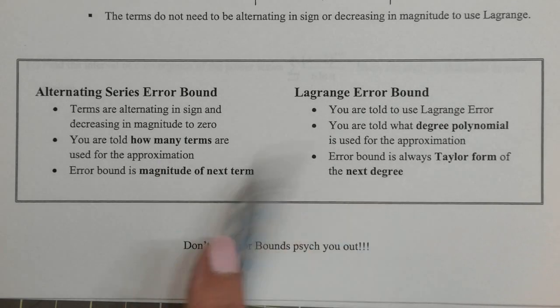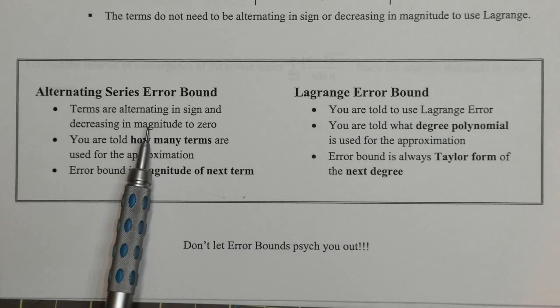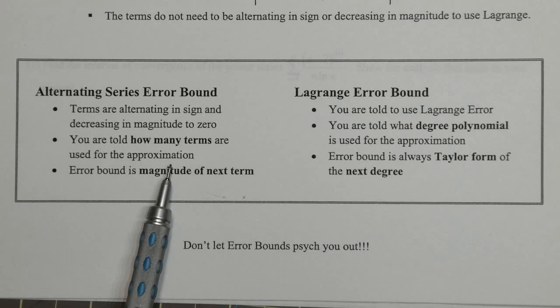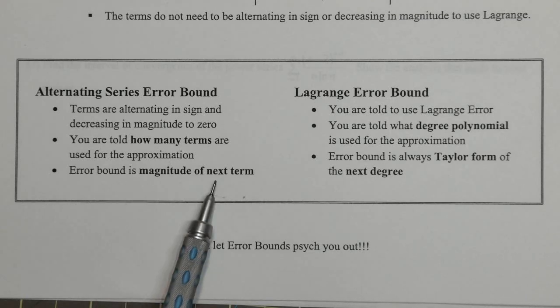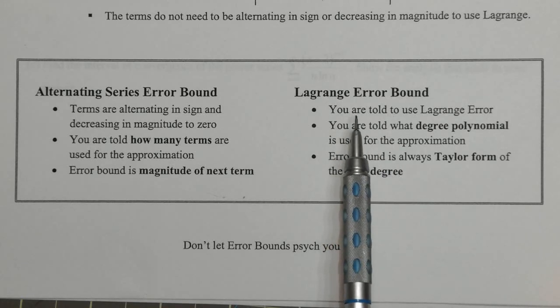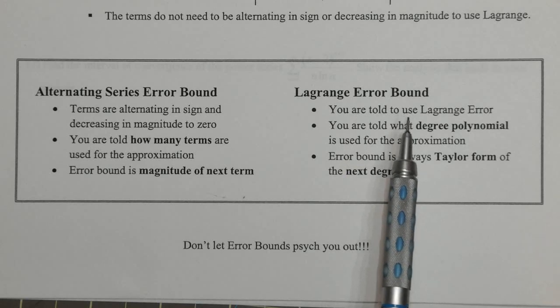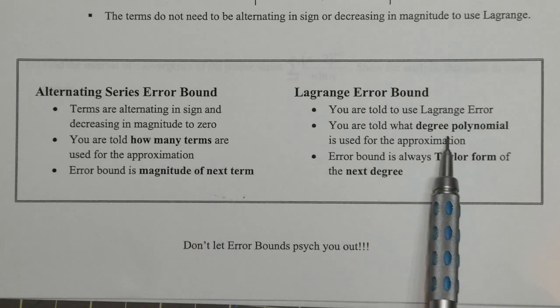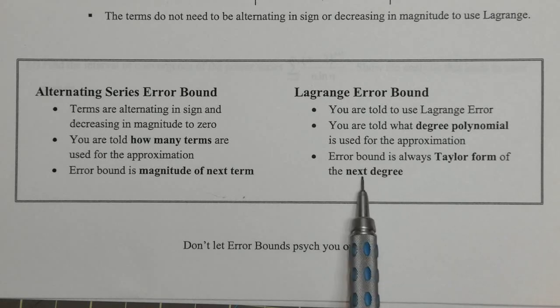Alternating series error bound: only use it when your terms are alternating in sign, decreasing in magnitude to 0. You will be told how many terms to use in the approximation. Your error bound is the magnitude of the next term. Lagrange error bound: use it when you are told to. You will be told what degree polynomial, not how many terms, what degree polynomial you're using. The error bound is always Taylor form of the next degree. That's error bounds.